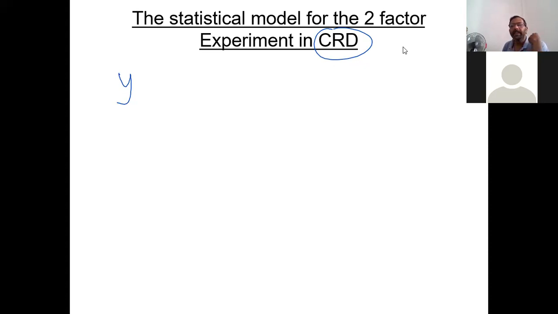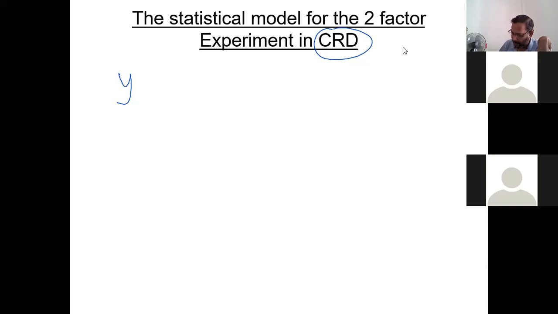What is the CRD model? Yij equals mu plus alpha j, whatever it is, plus Eij. Yeah, error ij.